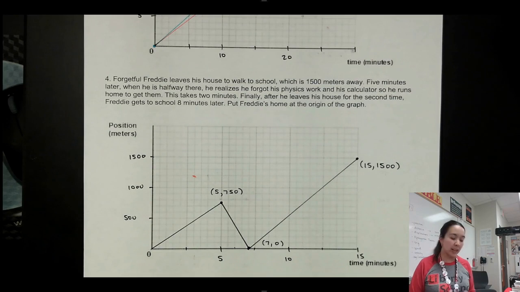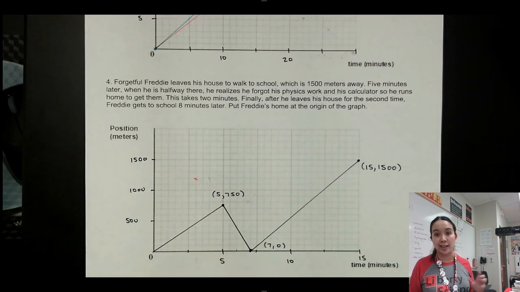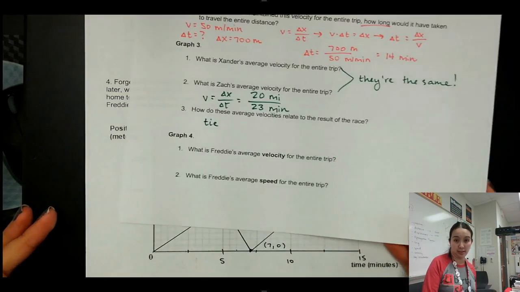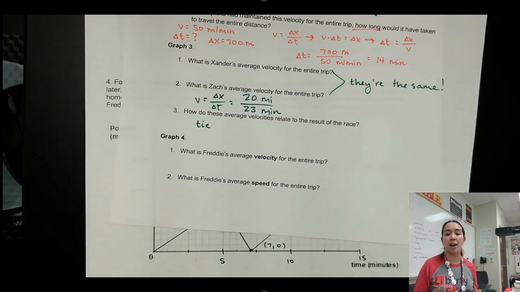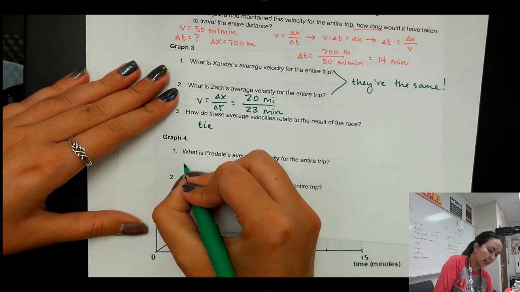So Forgetful Freddie, he has to backtrack, right? So that's what's going on in this section here. He has to turn around, he has to return back to the origin, which is his house, and then he has to run to school. So now we're looking at the difference between average velocity and average speed. So velocity is nice because it involves displacement, and displacement, the only thing that matters is your starting point and your ending point.